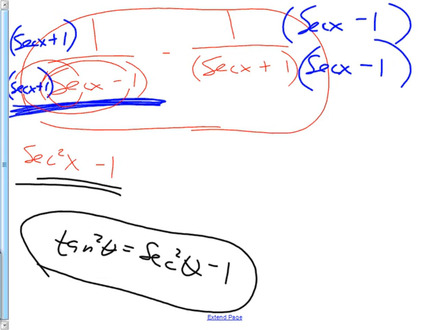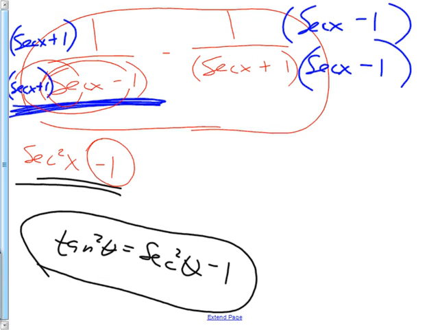It's sort of like saying, why can't you take sine over cosine and just leave it alone? Well, it's better if it's tangent. When you multiply by the opposites, don't the bottoms both equal secant squared x minus 1? Yes. They both equal secant squared x minus 1. Do you get why it has a minus 1 on the end or not?